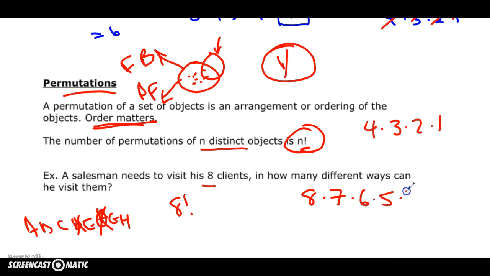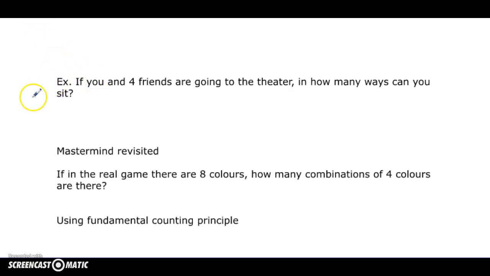6 and 5, and I keep crossing out until I keep going. Okay, remember that the dot there is not a decimal. It's a multiplication sign. Example, if you and 4 friends, so it's you and 4 friends, be careful with the wording, are going to a theater, and how many ways can you sit?